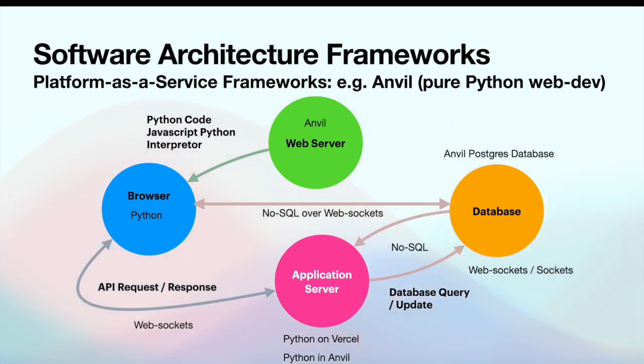Exactly. The web server, which is part of Anvil, handles the initial requests. And the database is often the Anvil-provided Postgres database. The application server also interacts with the database for NoSQL operations and can use Anvil's database library for communication. This setup highlights how niche frameworks can streamline and integrate multiple components.